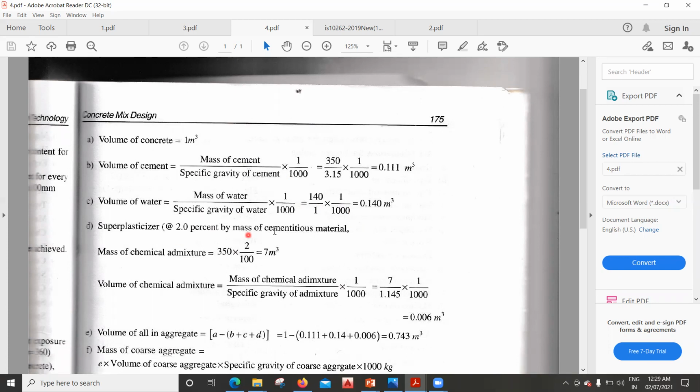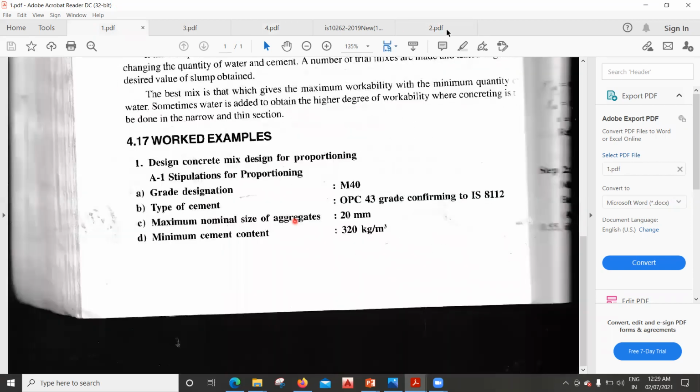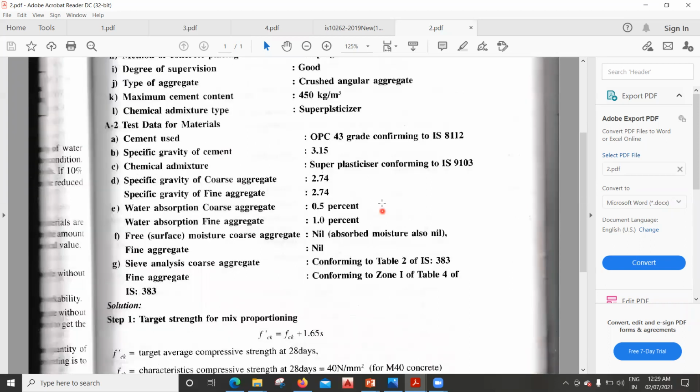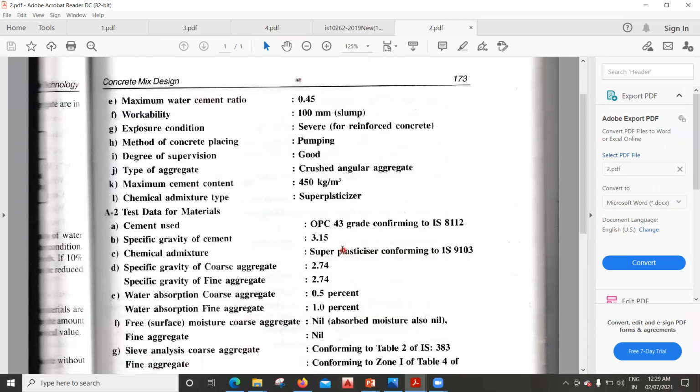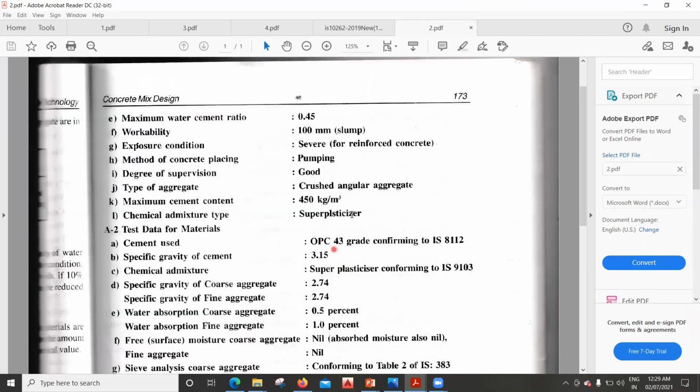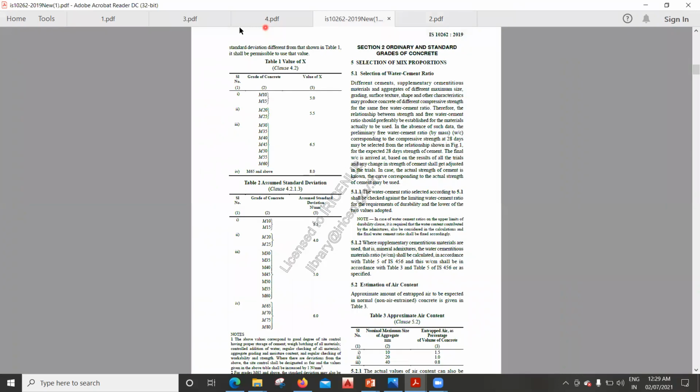Superplasticizer is at 2.0% by mass of cementitious material. Always remember, when we take superplasticizers and all, we take the percentage with respect to the cement. So that is why the mass of chemical admixture will be 2%. It's written 2% here in the question. It is given 2%, I guess. Where is that given? Okay, it's not given, but they have assumed it to be 2%. It's okay. It again depends. If you don't want to take 2%, you can take 2.5. So here they have taken 2%. It's okay. We'll go with 2% only.